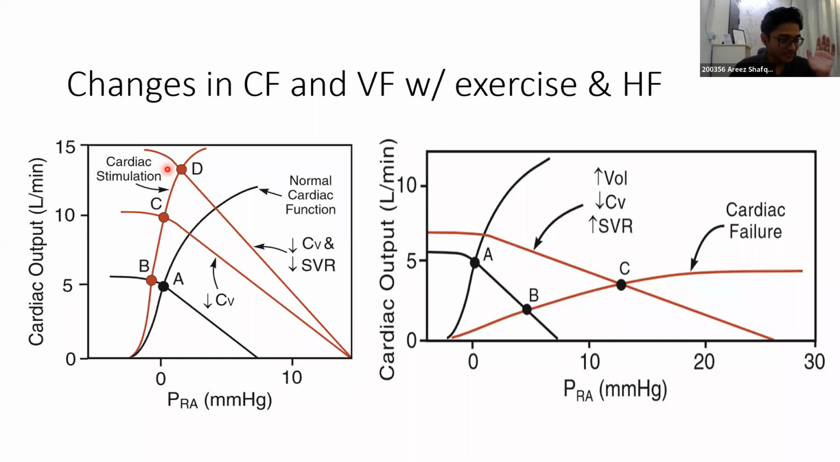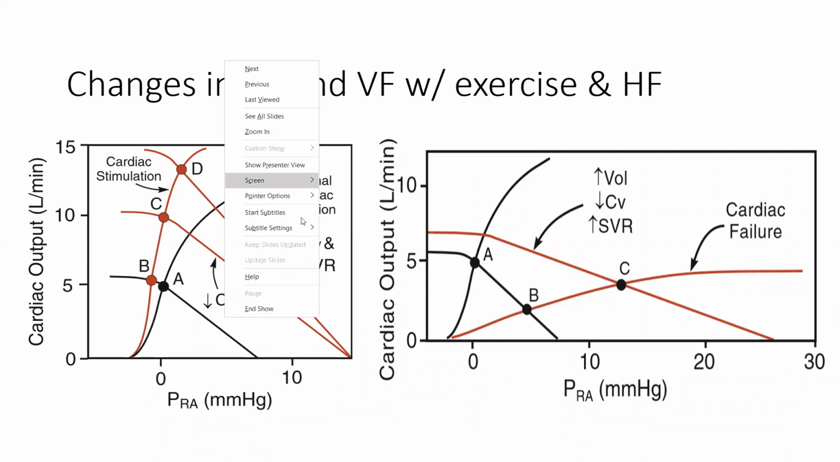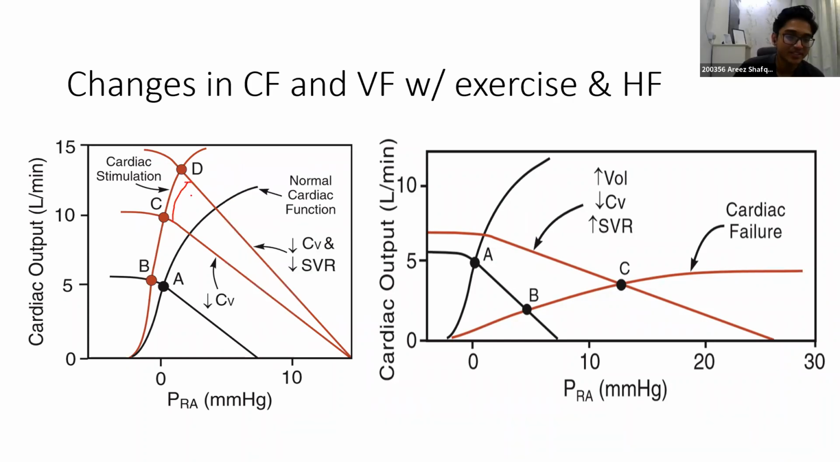Okay, does this make sense, everyone? B to C is because of venoconstriction. And C to D is for what? Let's figure this out. Let's say I go from point A to point B. What changed? Did the cardiac function curve change or the venous function curve change? The cardiac function curve changed. Is this Frank-Starling?